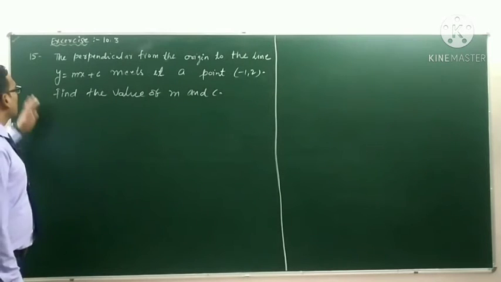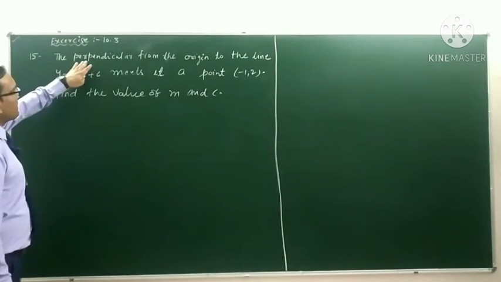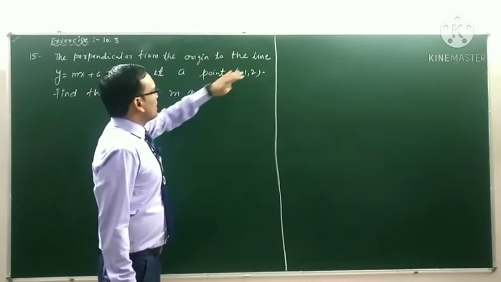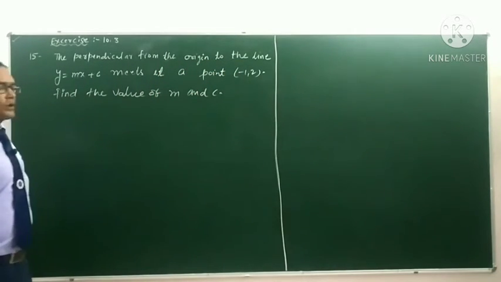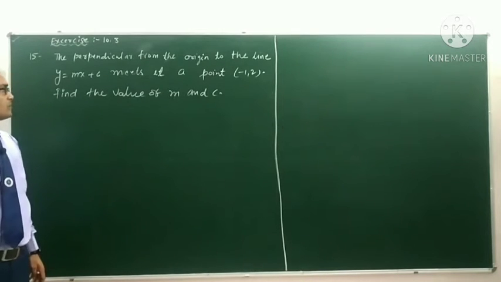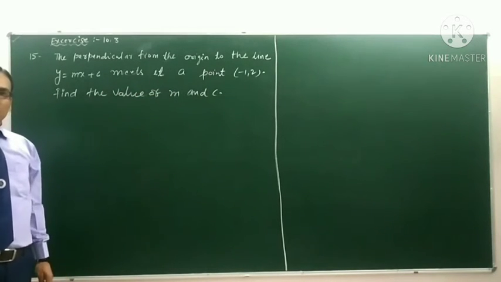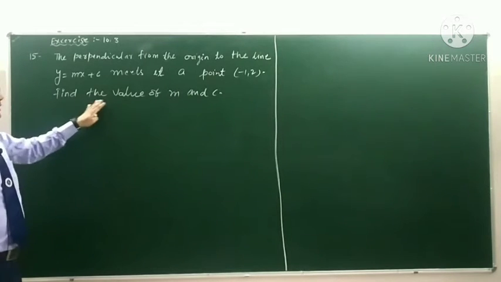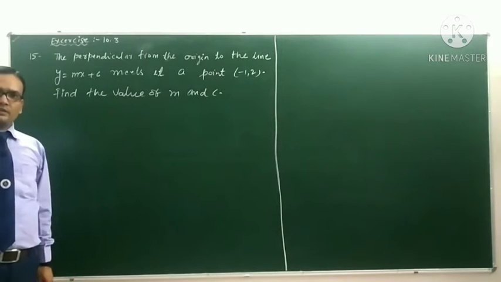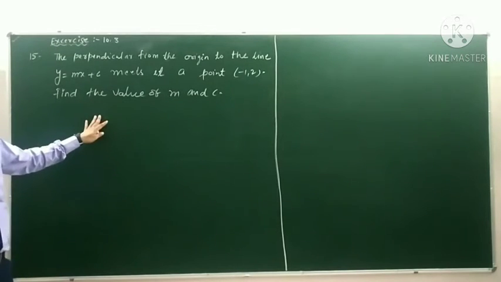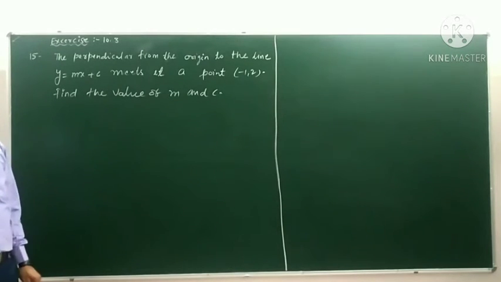Okay, students. Question number 15: the perpendicular from the origin to the line y equal to mx plus c meets it at the point (-1, 2). Find the value of m and c. Read the question carefully and understand it.